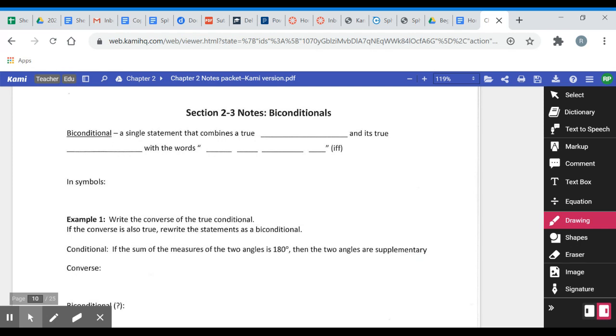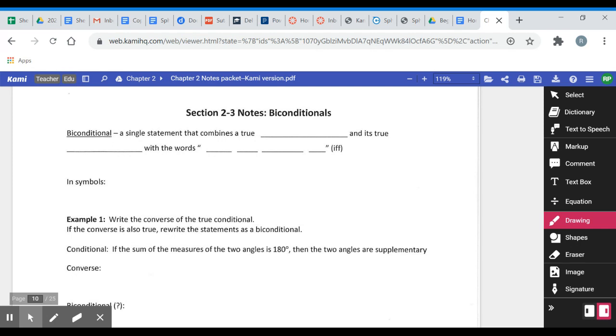So if you think of what we've already talked about with conditionals, a conditional is an if-then statement, but now it has "bi" in front. Try and think of what that prefix "bi" means, like bicycle. And hopefully you're thinking of two. And so that'll be a good reminder of what a biconditional is.